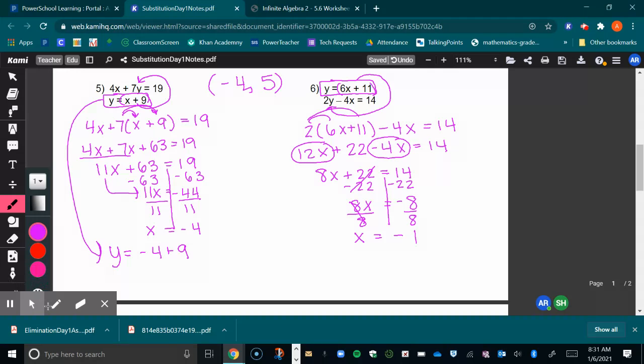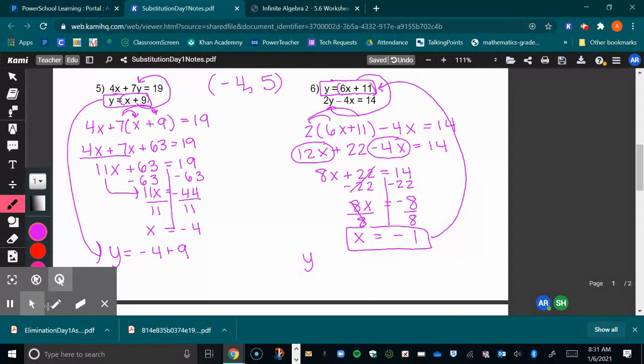Okay? So now that I know that x is negative 1, I'm going to take it and replace it back into that original equation that I substituted in. So y equals 6 times x, which we know is negative 1, plus 11. 6 times negative 1 is negative 6, plus 11 is 5. Craziness. So now I'm going to write that as an ordered pair. My x value is negative 1, so I'm going to say negative 1, comma 5. And that's what I got for that.